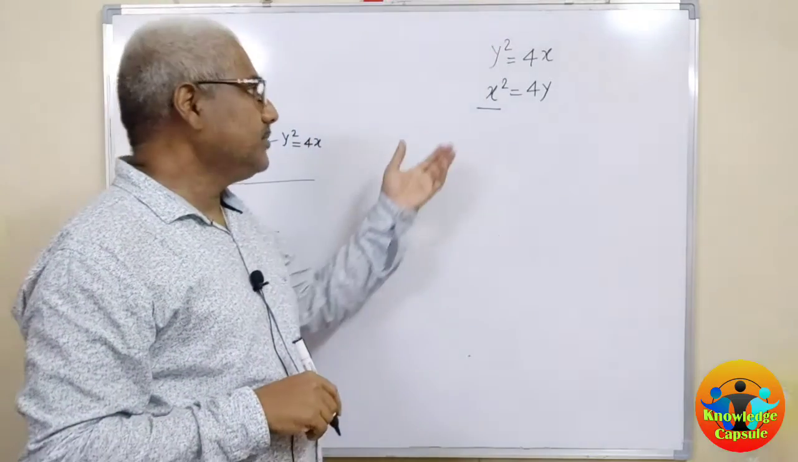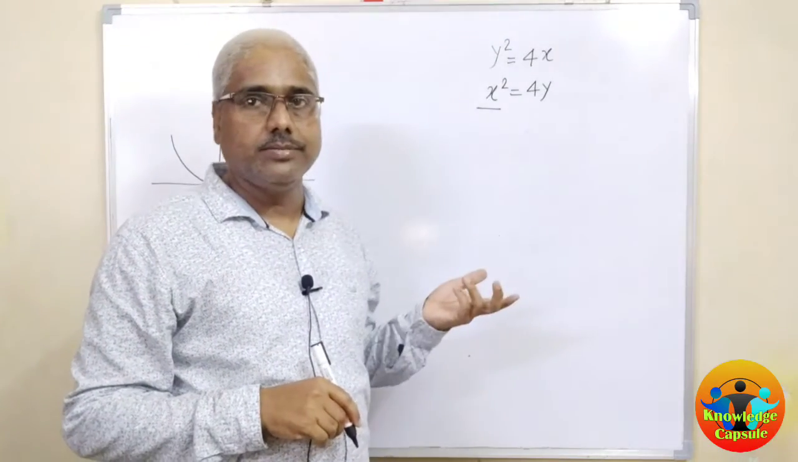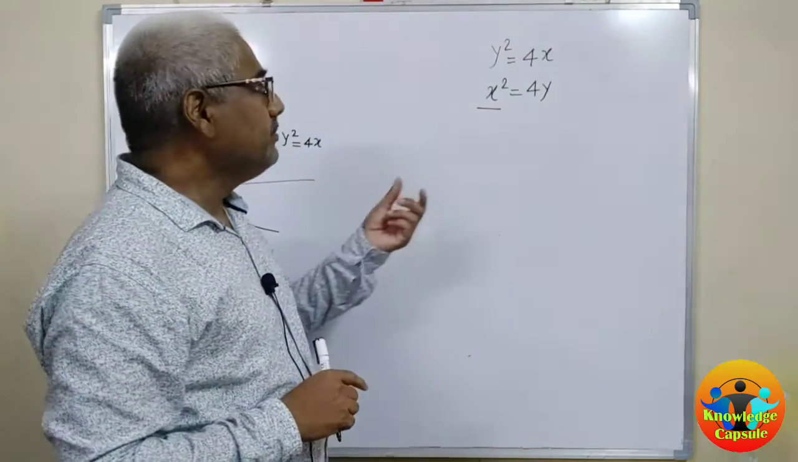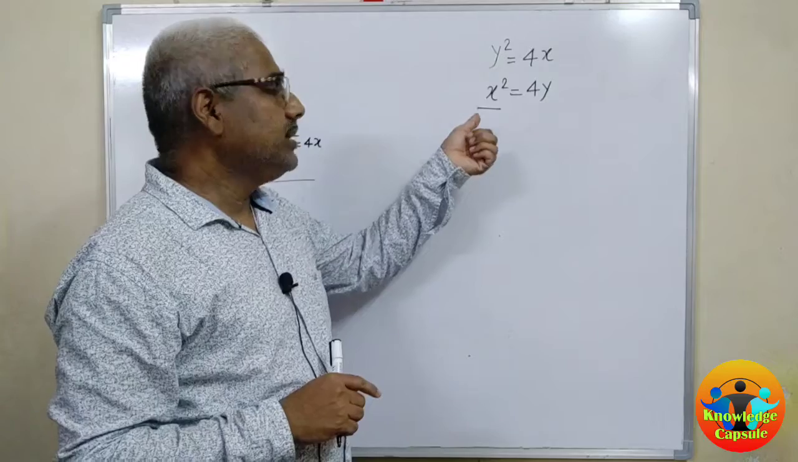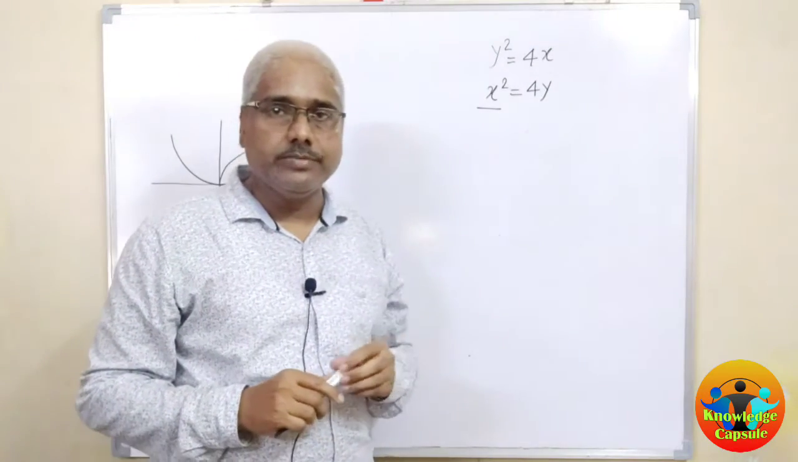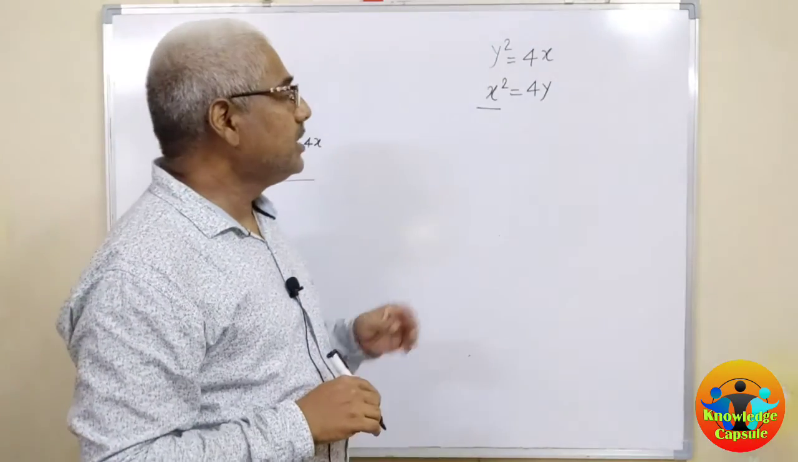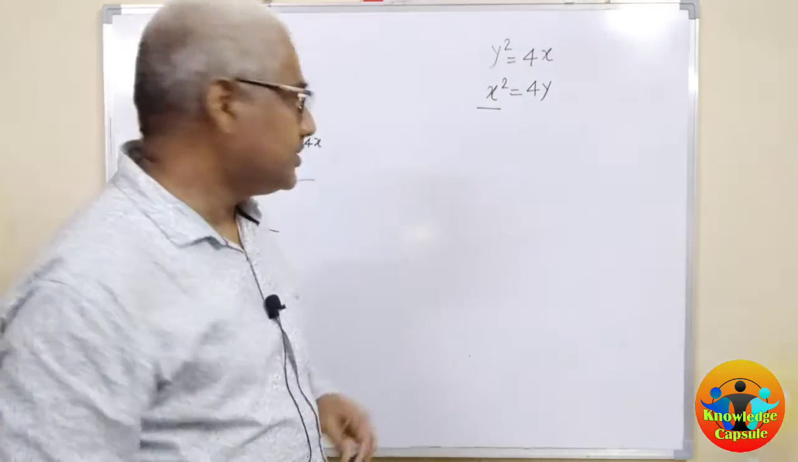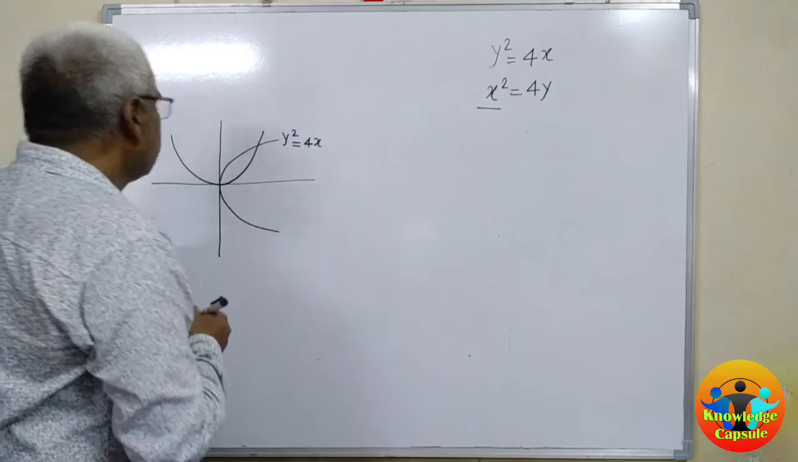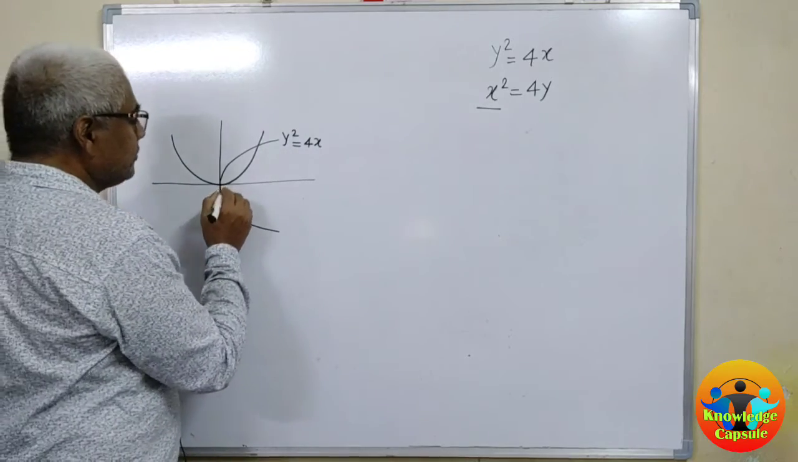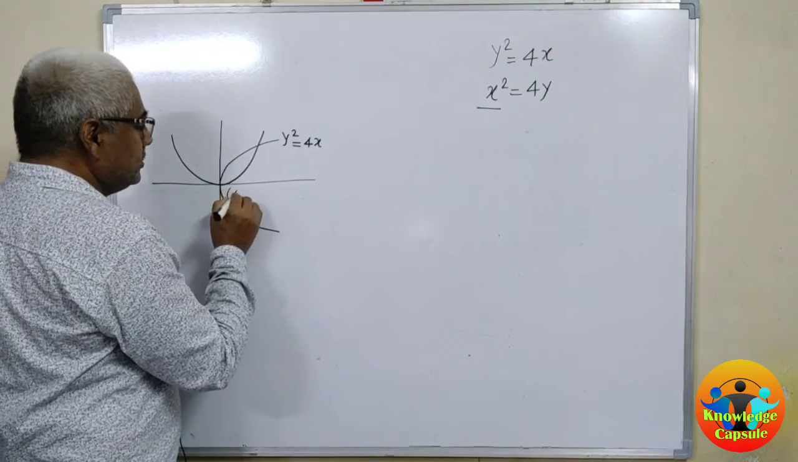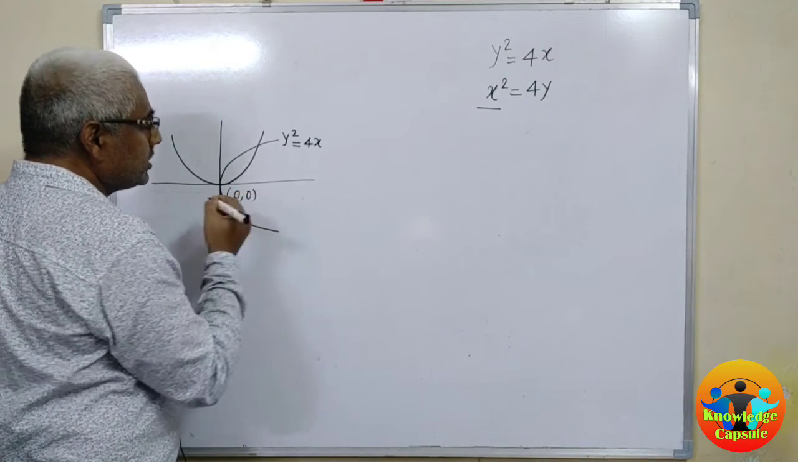I will explain how to trace these curves in some another video. For time being, you remember that when we have x square term, then it will be symmetrical about y-axis, and when we have y square term, then it will be symmetrical about x-axis. Now after this, we have to find points of intersection. Just by observation we can see here 0, 0 is the first point of intersection.